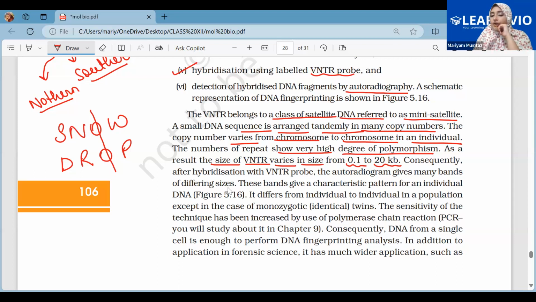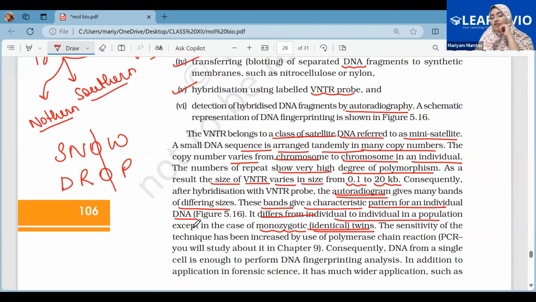Now, the autoradiography, when it is done, the autoradiogram gives many bands of different sizes. These bands give a characteristic pattern for an individual's DNA. It differs from individual to individual in a population, except in the case of monozygotic twins, meaning identical twins. So their DNA will not differ a lot. Can someone tell me why? Why in the case of monozygotic, identical twins, does the DNA not differ from each other? I need a very good reason, a very solid, scientific one. Don't tell me, ma'am, they are identical, that's why. No. Why?